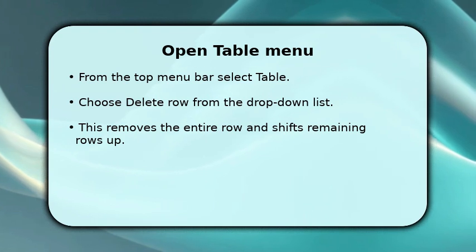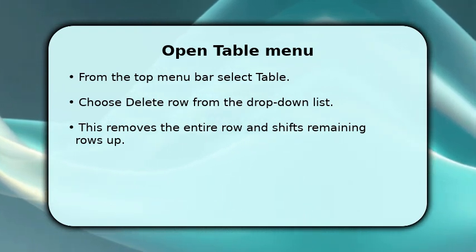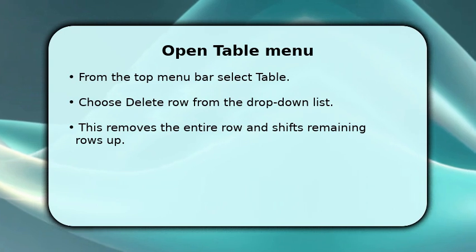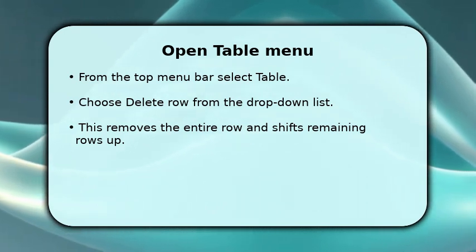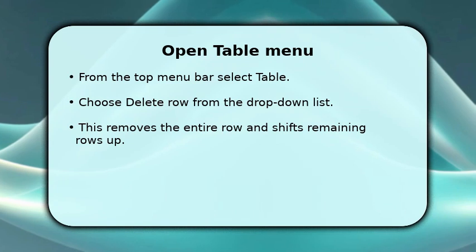If you prefer a quicker route on desktop, right-click the row and pick Delete Row. Both paths call the same function. The result is immediate and reversible with undo.